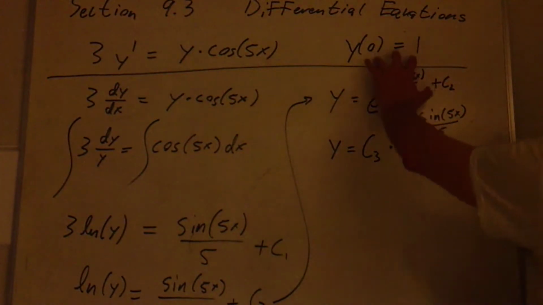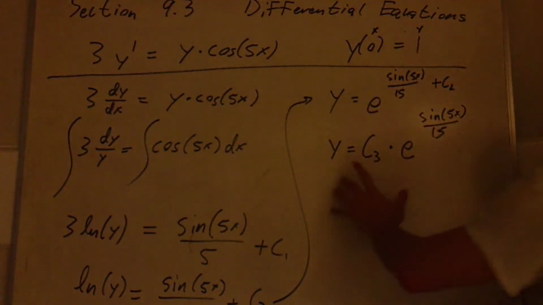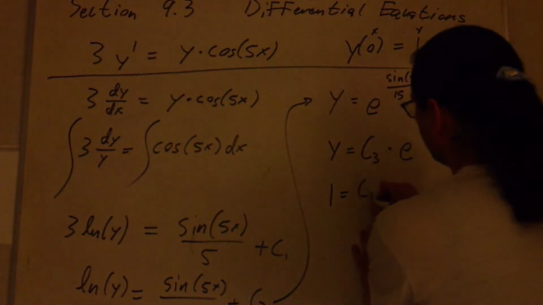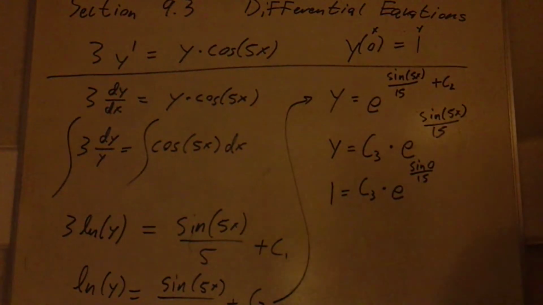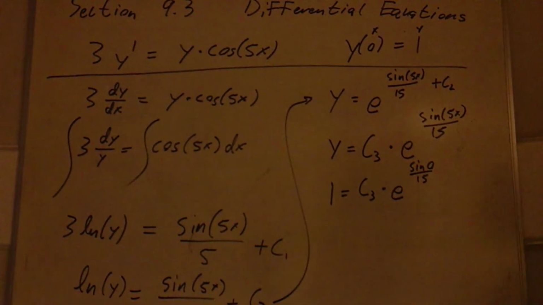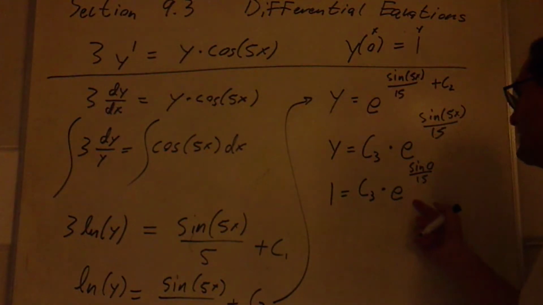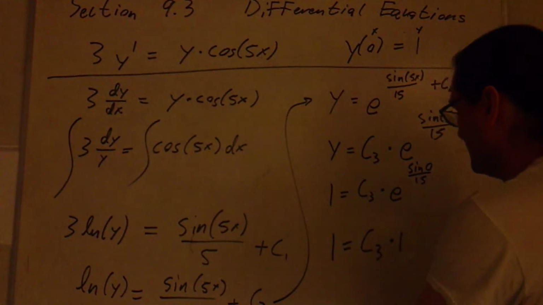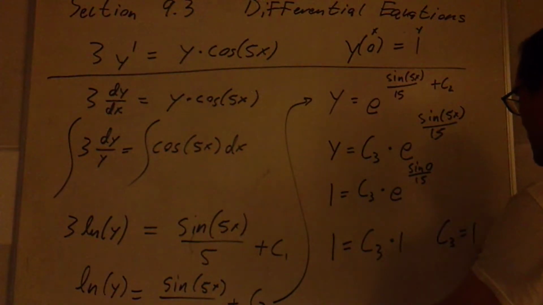I can just plug these values in. This is a y value, this is an x value. Just plug them in, see what happens to your constant. So y is 1 equals c3 times e to the sine of 0 over 15. At this point, everyone remembers that the sine of 0 is just 0. 0 over 15 is still just 0. E to the 0 is 1. So this is 1 equals c3 times 1. So c3 just equals 1.